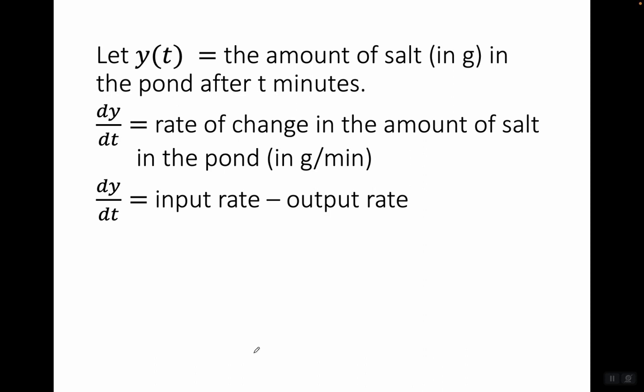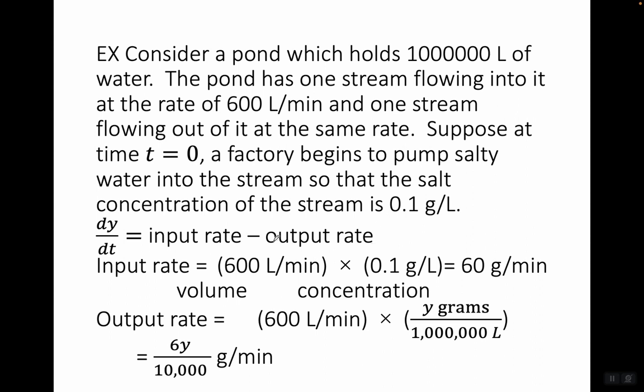y of t is the amount of salt in grams in the pond after t minutes. dy dt is the rate of change in that amount of salt. That's how we define a derivative. It's the rate of change. So dy dt is the rate of changing the amount of salt in the pond in grams per minute. And we're going to find a differential equation for dy dt by calculating the input rate and subtracting the output rate. Okay, let's find the input rate.